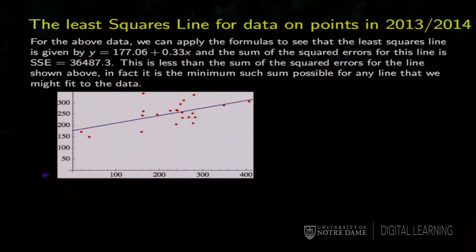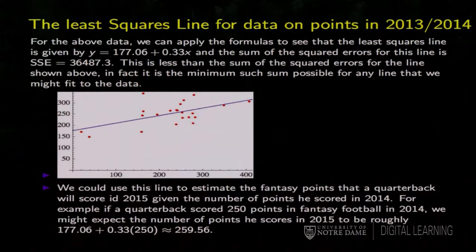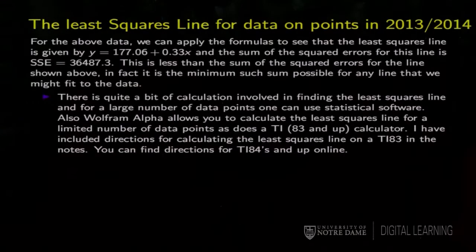So we have a picture here of the line itself, the least squares line along with the data, and we can go on and use this line to estimate the fantasy points that a quarterback will score in 2015 given the number of points that they scored in 2014. So for example, if a quarterback scored 250 points in fantasy football in 2014, if history roughly repeats itself, then we might expect that roughly the number of points that he's going to score in 2015 will be approximately 177.06 plus 0.33 times 250, which is approximately 259.56 points.